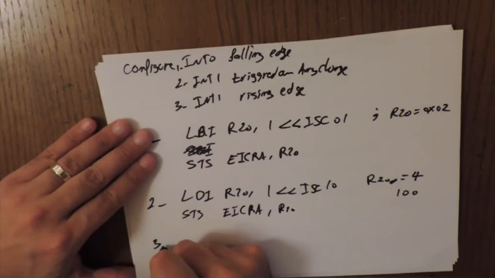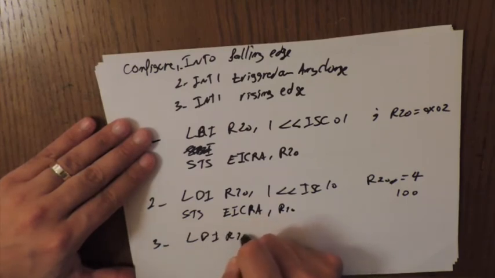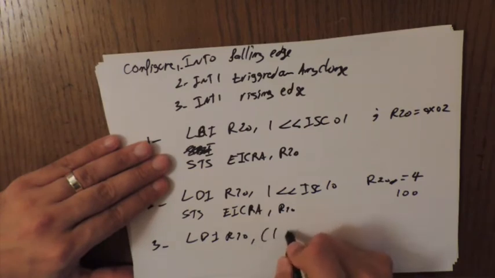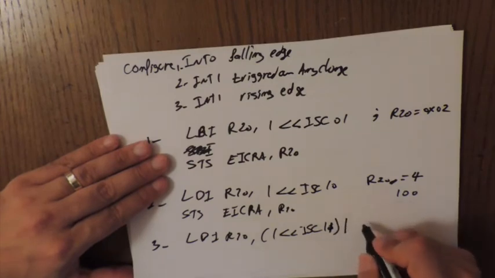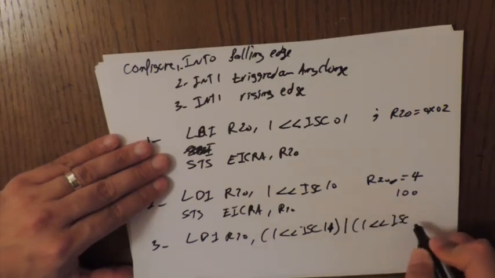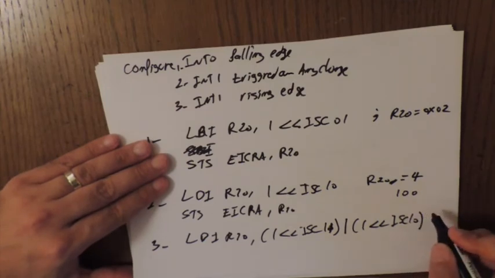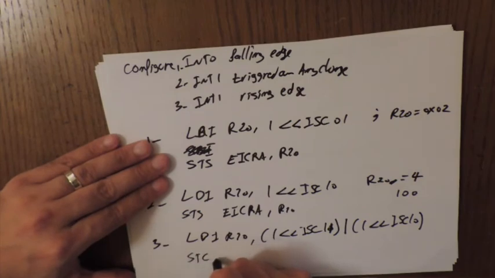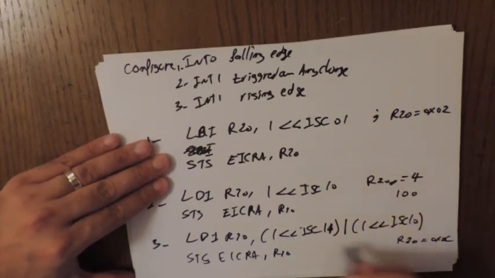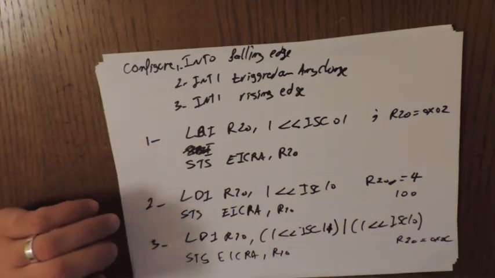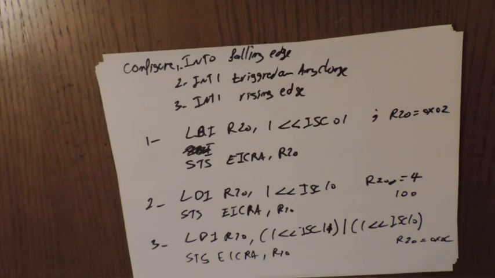The third one is LDI R20. If I want to do it the fancy way, 1 shifted ISC10 or 1 shifted ISC11, this means this is 1 and this is 1, or I can say R20 equals 0x0c. So instead of this, I just write 0x0c and it has the same meaning, but just in case you see this notation. So this is how I can configure my interrupt into different edges.